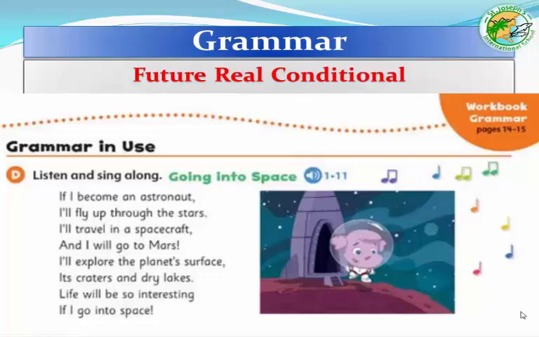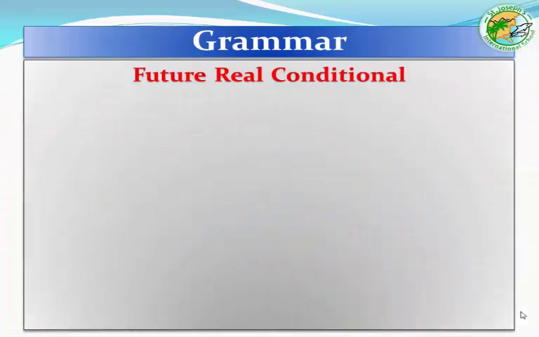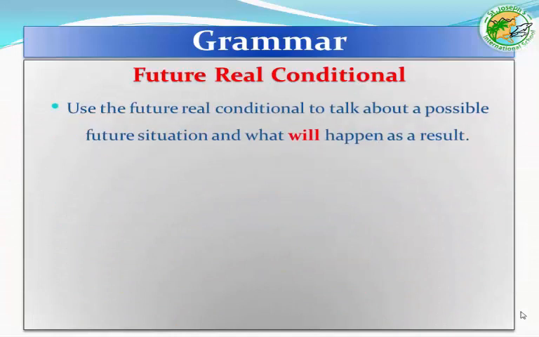Future real conditional. What is the future real conditional? What do I use it for? We use the future real conditional to talk about a possible future situation and what will happen as a result. Okay? Something when you do, what will happen after it. Future, because you do it now, the result will happen after it.